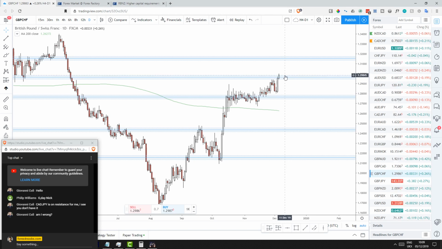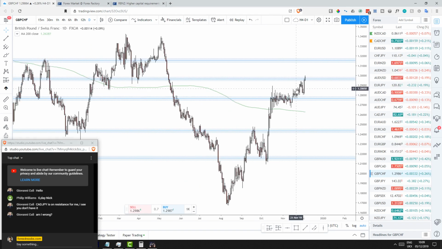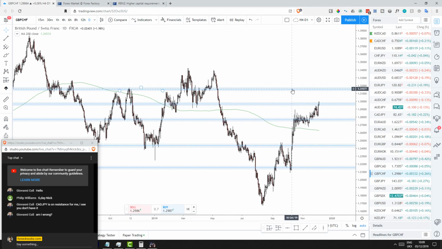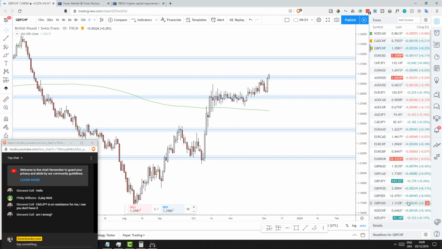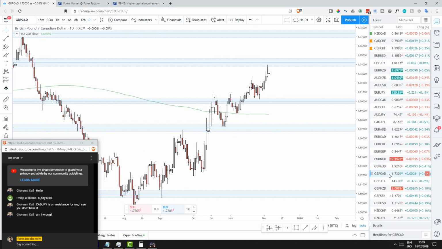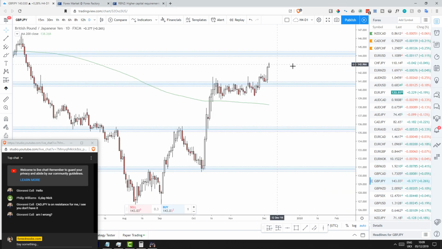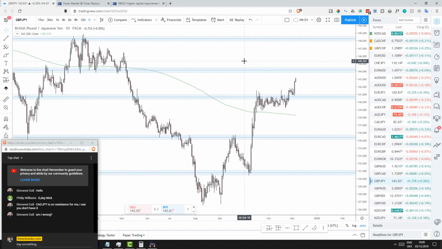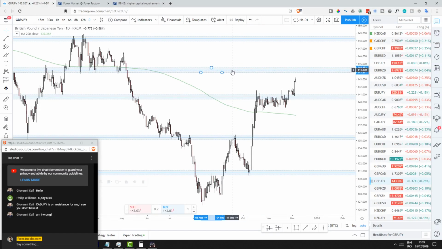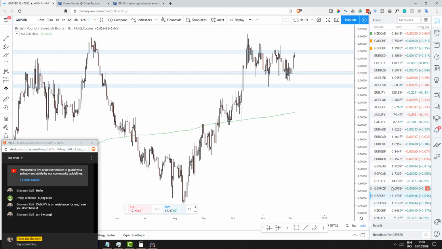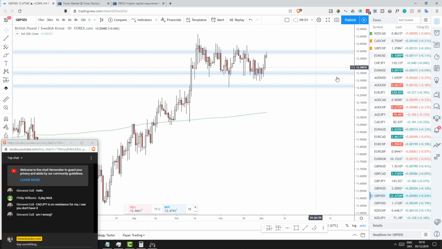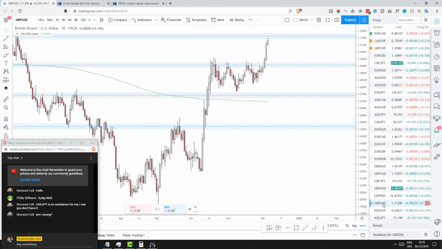GBPCHF is at resistance, stalling out at resistance. Could be a potential short here. Doesn't look fantastic. Similar to CADCHF, but CADCHF looks better. GBPJPY is finally climbing a little bit. Be interested to see what happens when it hits this resistance area here, but it's not quite there yet. GBPSEK is hitting resistance, but it's below resistance.